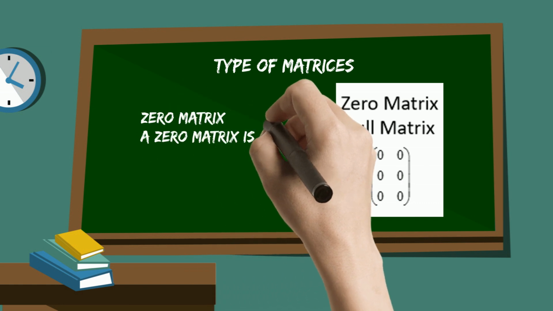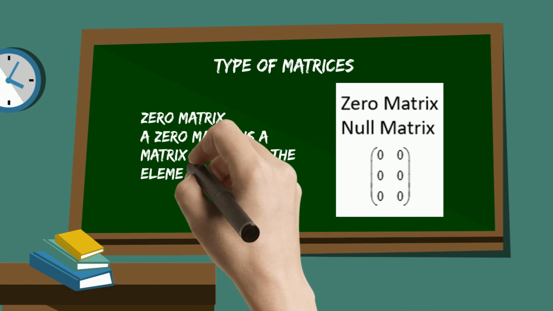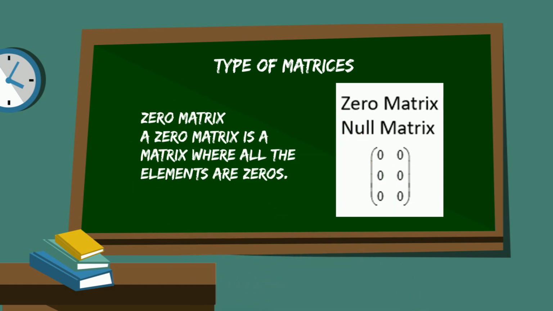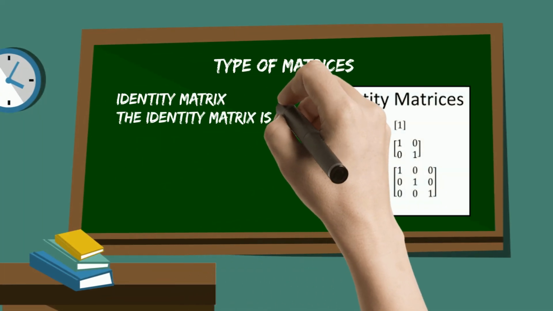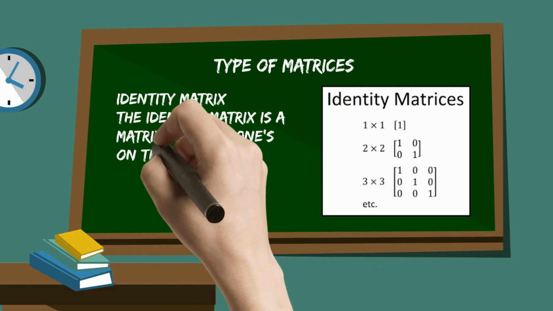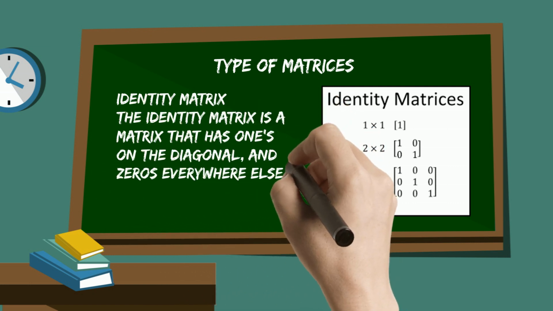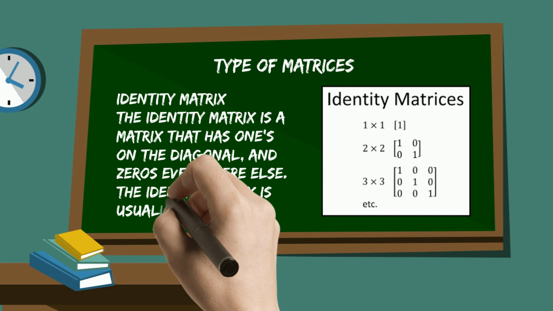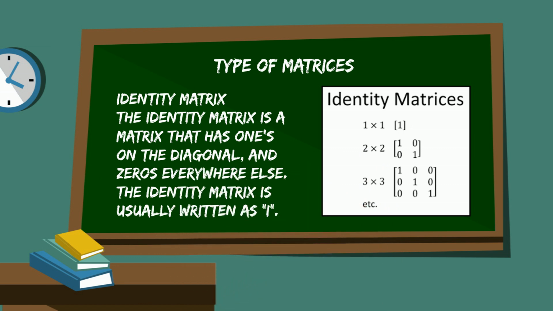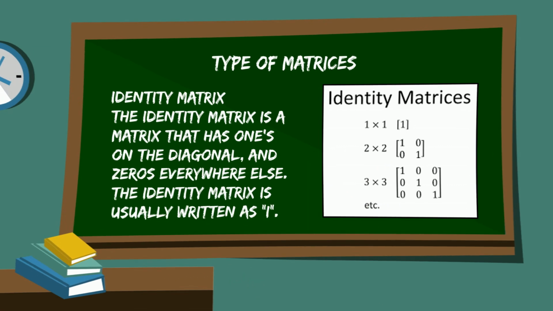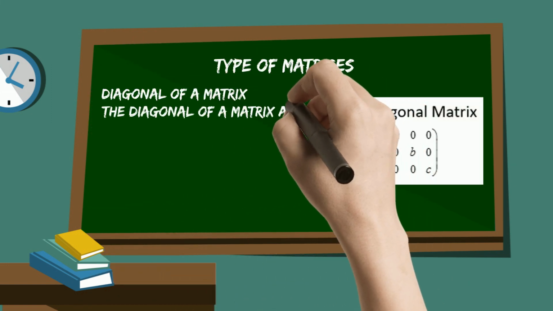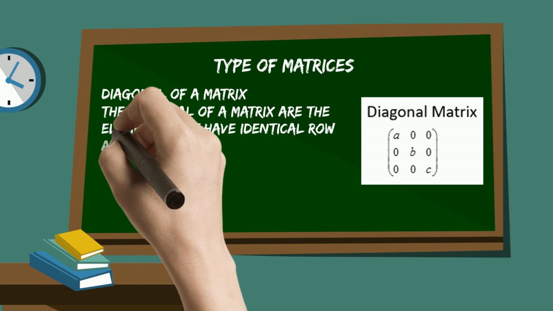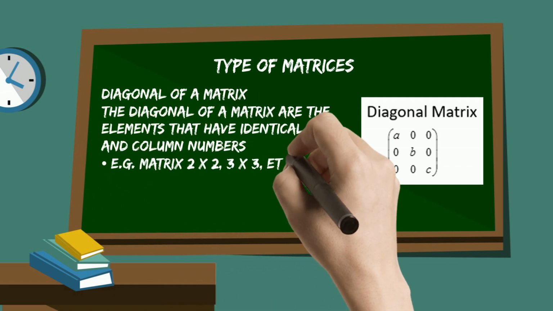Zero matrix. A zero matrix is a matrix where all the elements are zeros. Identity matrix. The identity matrix is a matrix that has ones on the diagonal and zeros everywhere else. The identity matrix is usually written as I. Diagonal of a matrix. The diagonal of a matrix consists of the elements that have identical row and column numbers.